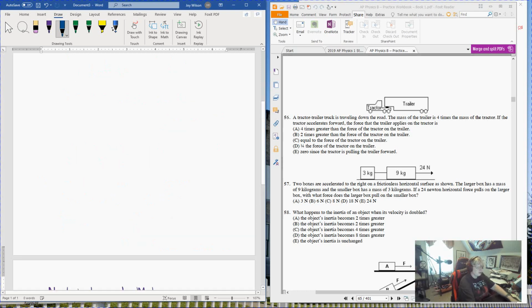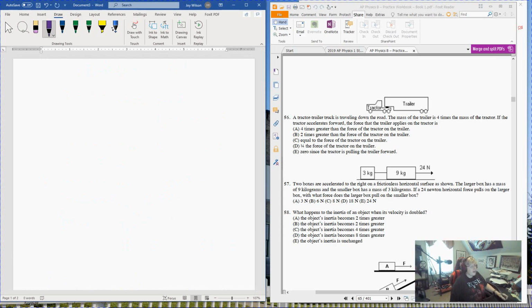The last law, of course, is the one that says forces come in pairs. So the third law is forces come in pairs, and we call those forces action-reaction pairs. And the key thing to remember here is you have to have one force on each object.